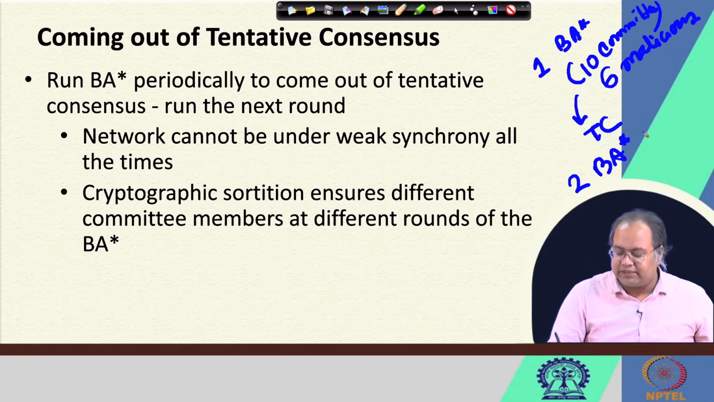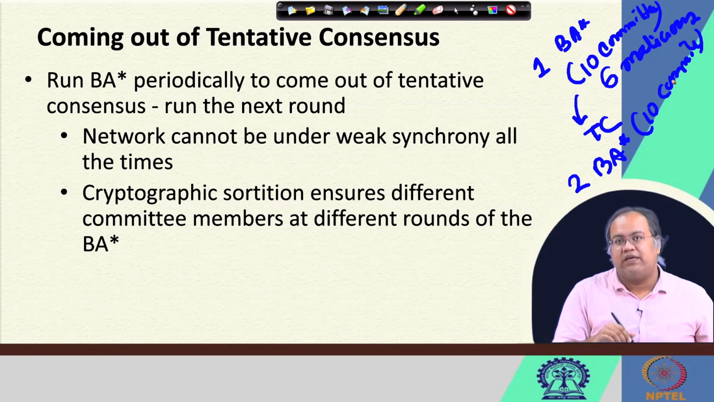In round 2 of BA star, again you select a committee of 10 members, but this time the cryptographic sortition is executed again. So, cryptographic sortition is going to select a different set of users as committee members. When it selects a different set of users, it is unlikely that again the majority of the committee members are malicious. At that time it might happen that the majority of the committee members are correct, so you are able to reach a final consensus.